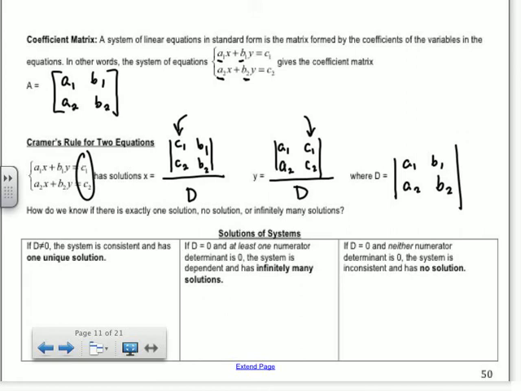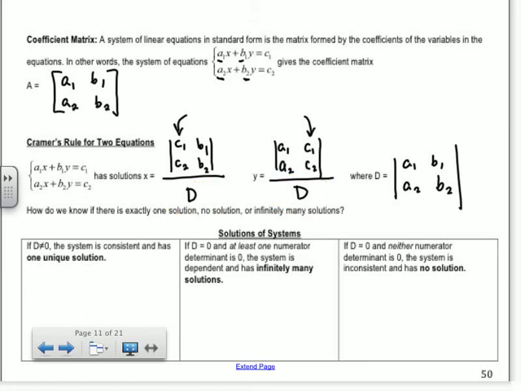Okay. So like I said, when we do some examples, this will make more sense. And then sometimes you're going to get weird things. So the first one is, if D is not equal to 0, you're not going to have anything that's undefined, because D was in your denominator. So if it's not equal to 0, you're going to have one unique solution. So you're going to get an answer.